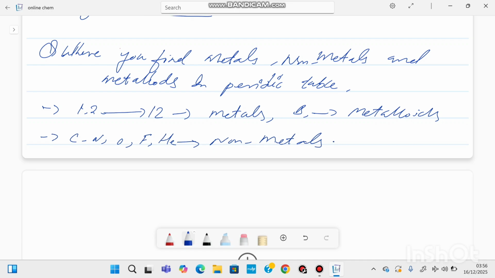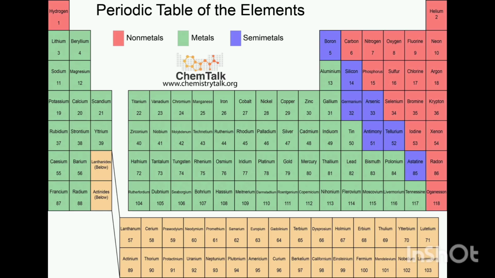Now you have identified where in the periodic table you can find metals, non-metals, and metalloids. This is the picture of a periodic table with markings. All the red are non-metals, green are metals, and purple are semi-metals. The yellow ones are radioactive elements, and mostly they have metal-like properties, but they are not non-metals. They are radioactive, unstable elements.